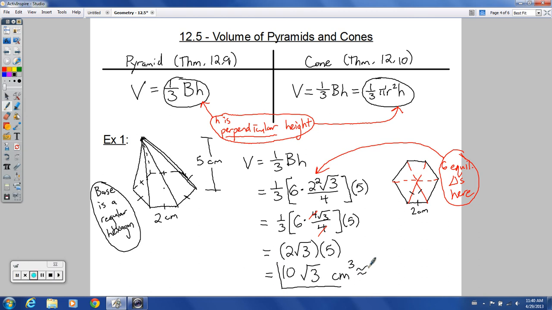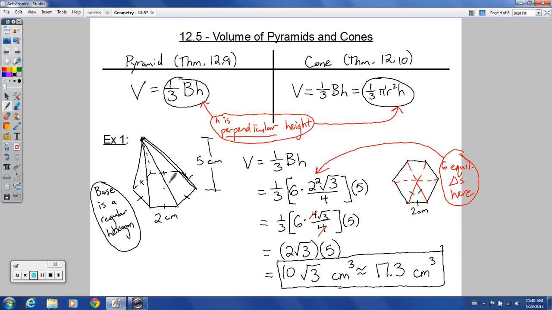An approximate answer that would be acceptable if we round this to 1 decimal place. It all depends on what the directions say. I'm going to tell you, let's go to 1 decimal place right now. You type this into a calculator, you're going to get 17.3 centimeters cubed. And that's it. That's what we have to do for the volume of a pyramid like that.